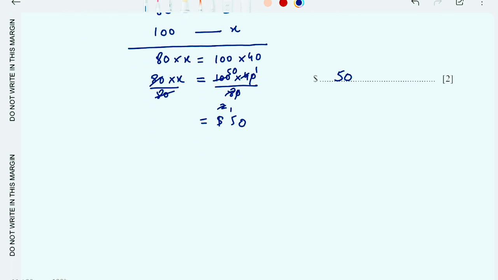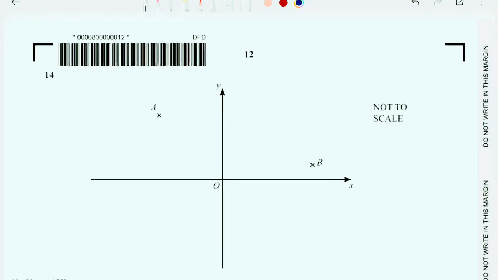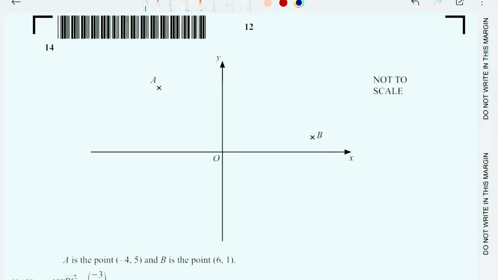Next question. This question is very important, and it is from the topic vectors. So let us read the question first of all.